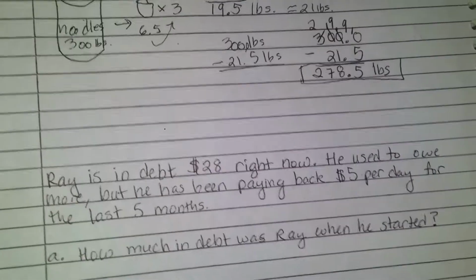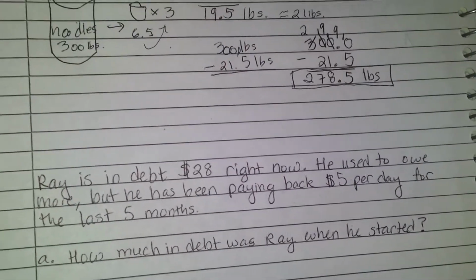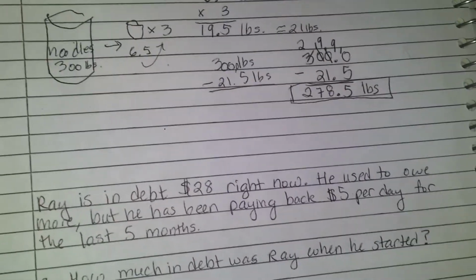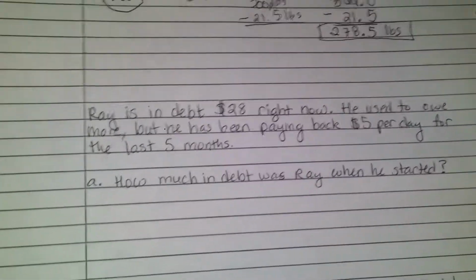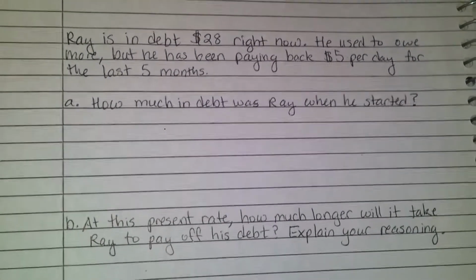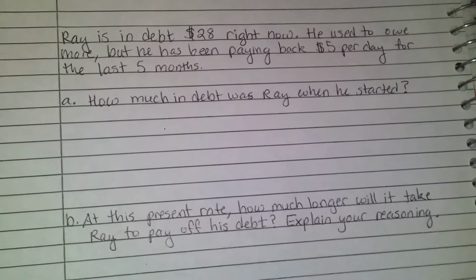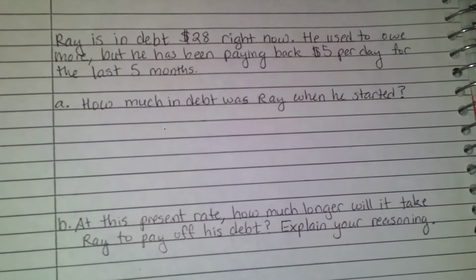So, moving down, there's a guy named Ray. Ray has been in debt for a while now. He's in debt $28 right now, but he used to owe more. He's been paying back $5 a day for the past 5 days. We want to know two things. Basically, how much in debt was Ray when he started, and at the present rate, how much longer will it take him to pay off his debt? And we have to explain it.